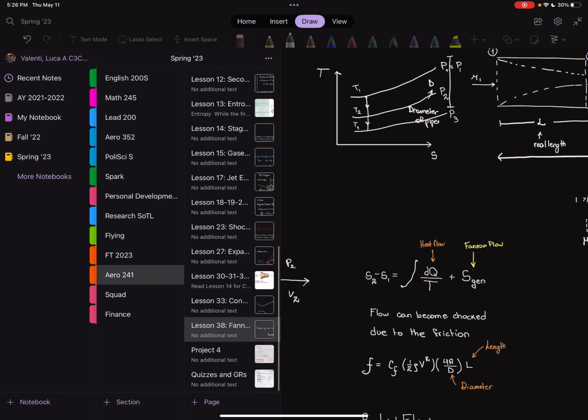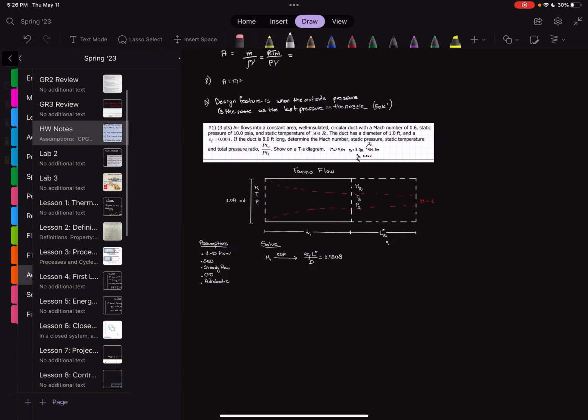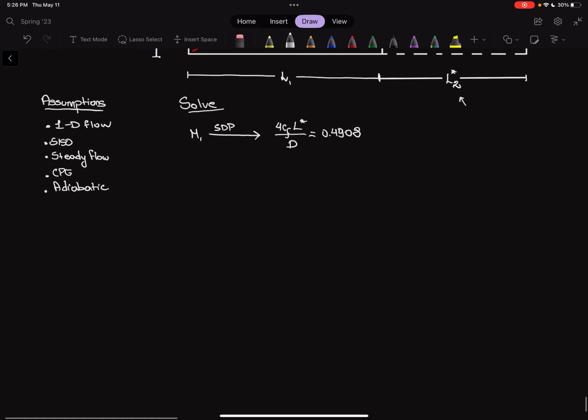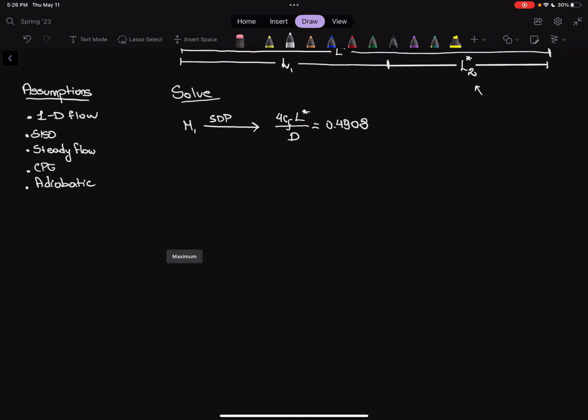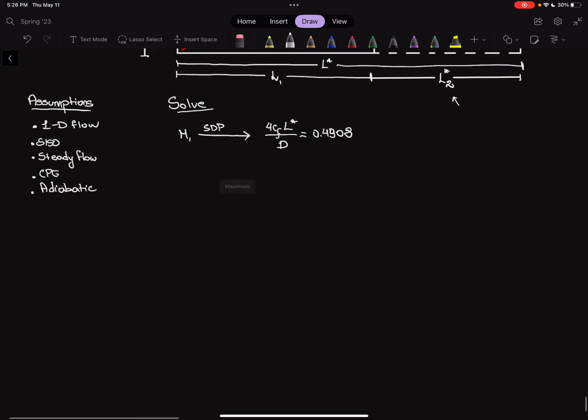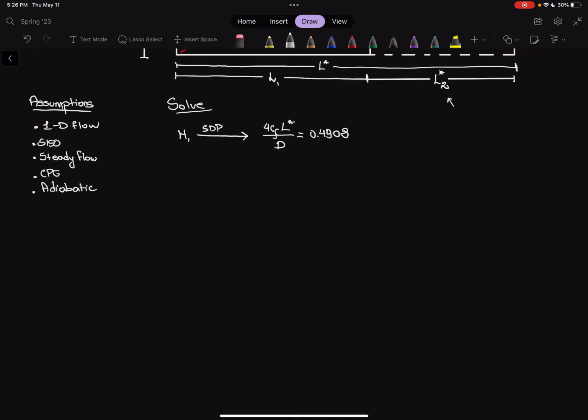So I think I would want to find this whole thing, which would be L star, the whole length. So just keep that in mind. What we can do is we can find L star. L star is going to be equal to 4CF times L star over D times D over 4CF.